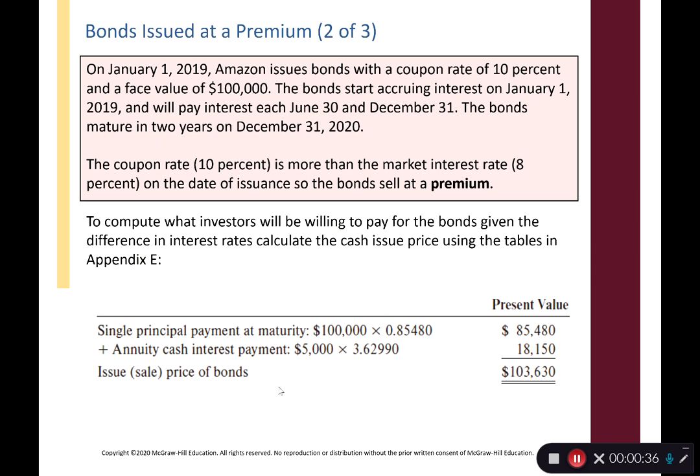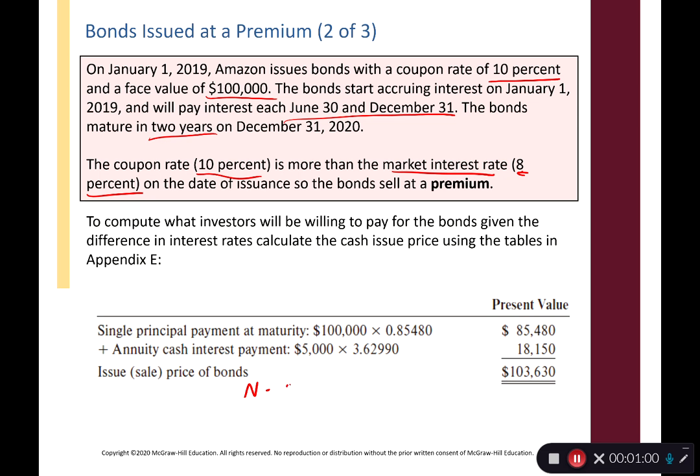As an example, Amazon's issuing that same boring 10% face value of 100,000 bond, semi-annual interest, 2 years. The coupon rate's 10%, as we already mentioned, but now the market rate's 8%. So our bond's going to be issued at a premium, and we can use time value of money to figure out what that premium would be.